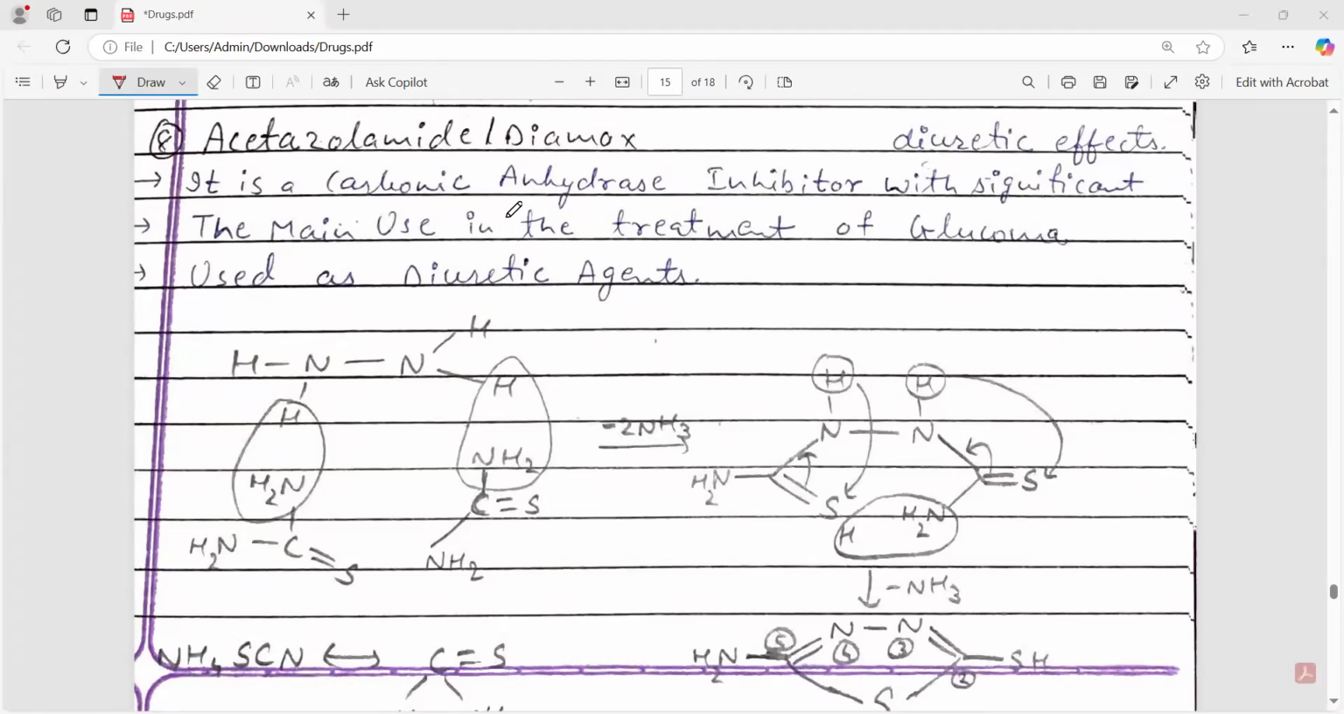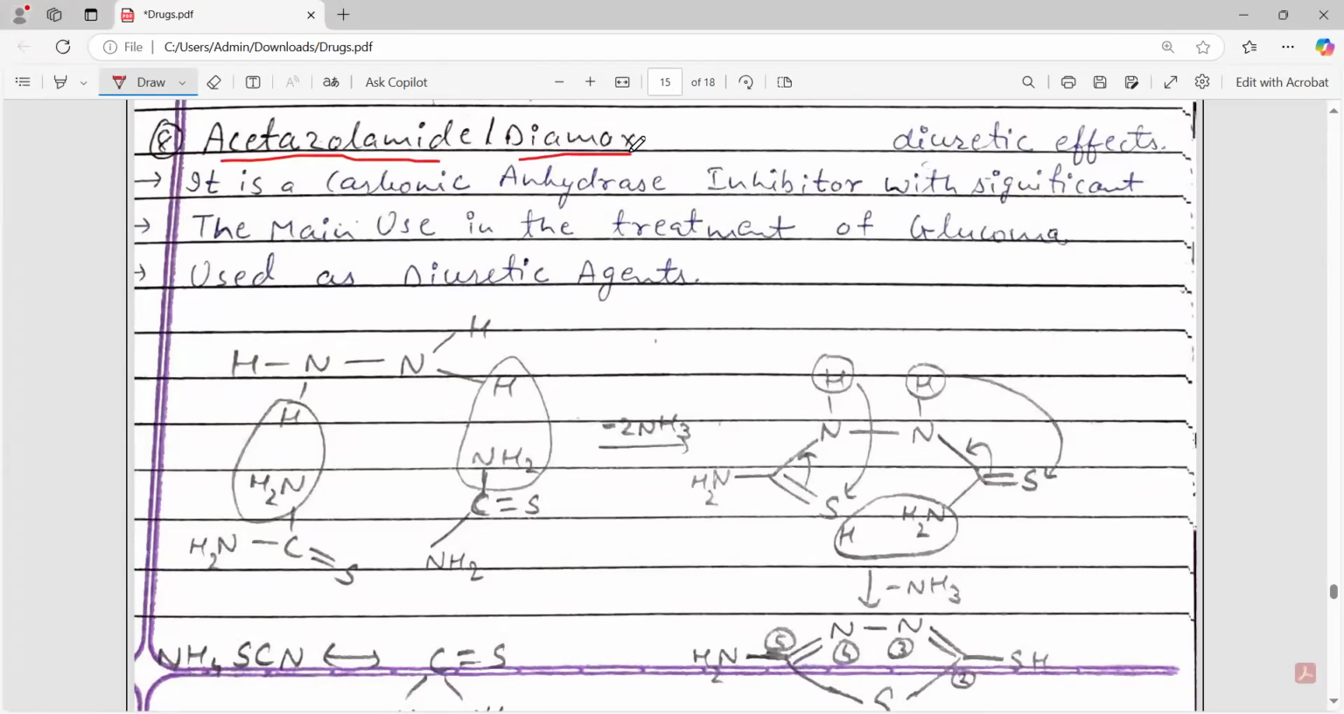Good afternoon, friends. Today we are discussing another new drug, that is acetazolamide, or we can say Diamox. In your university exam, it may be asked to write the synthesis of acetazolamide, or to write the synthesis for Diamox. Both are the same, and the synthesis is common.